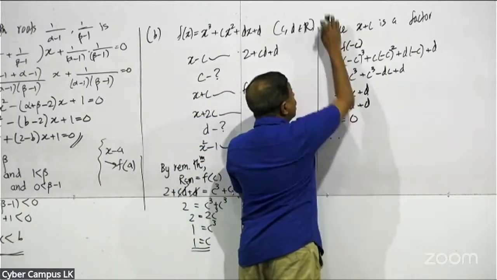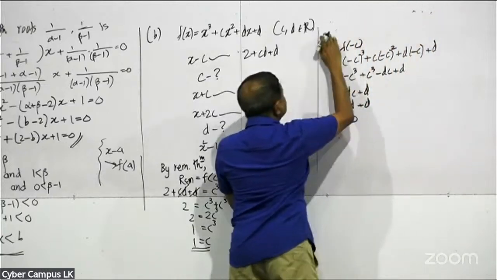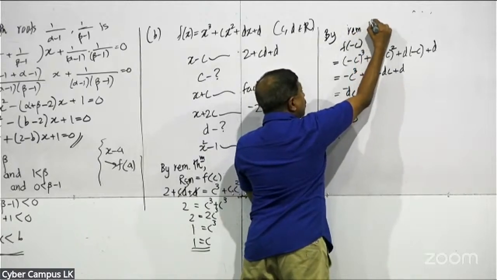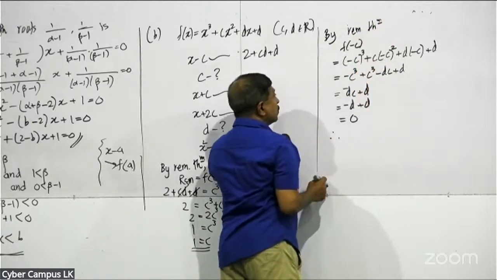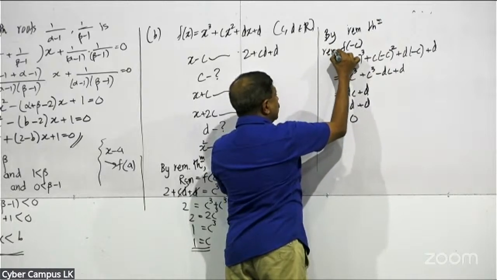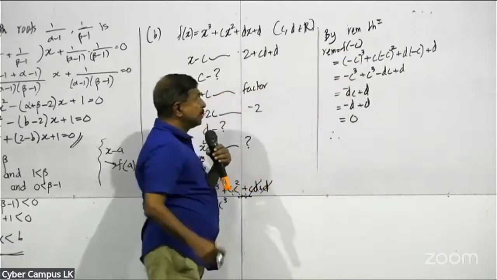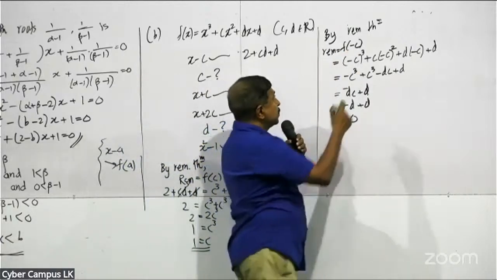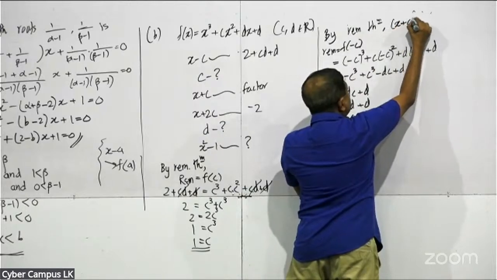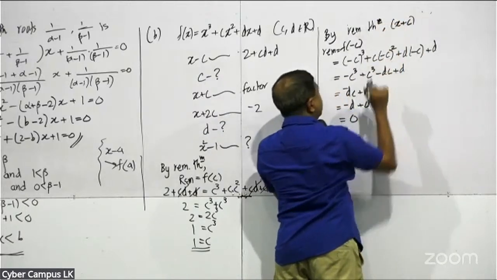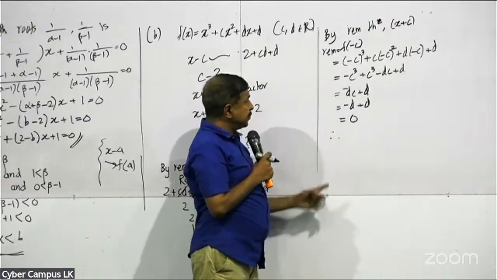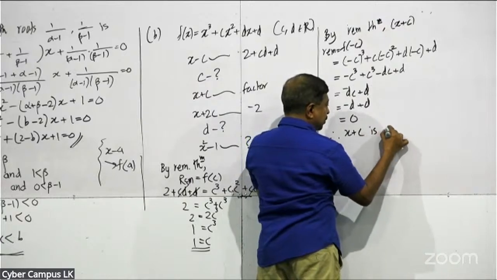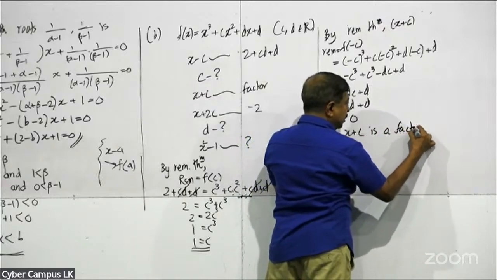Therefore, you can write it like this. You have to show that. I am sorry. By the remainder theorem, when it is divided by x plus c, this will be the remainder. So it is 0. Therefore, x plus c is a factor because the remainder is 0. Sorry, I have messed it up a little bit.